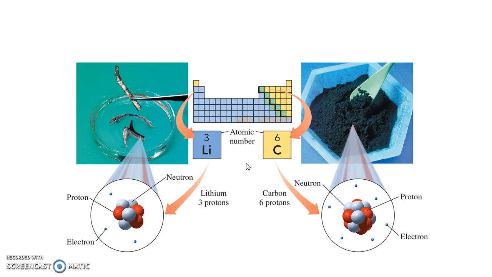So when we look at the periodic table, you will see there is a whole number there. That is the atomic number. So lithium has a whole number 3. It has 3 protons in it, and of course 3 electrons. The number of neutrons we'll go into later. Carbon has 6 protons, an atomic number of 6, and so it has 6 electrons also.